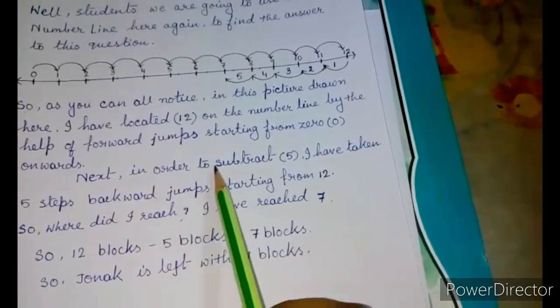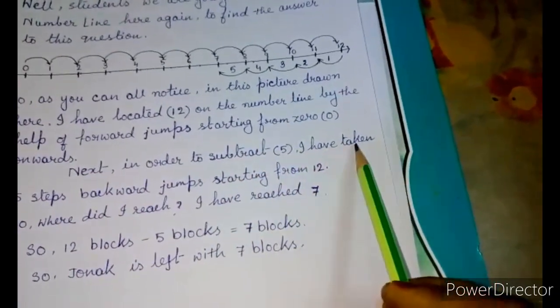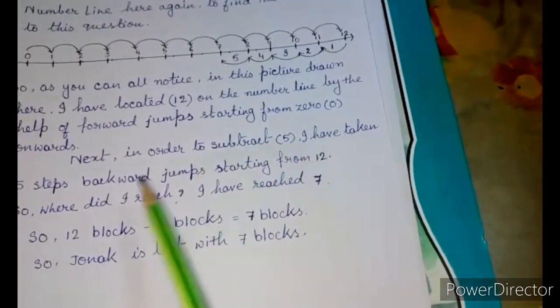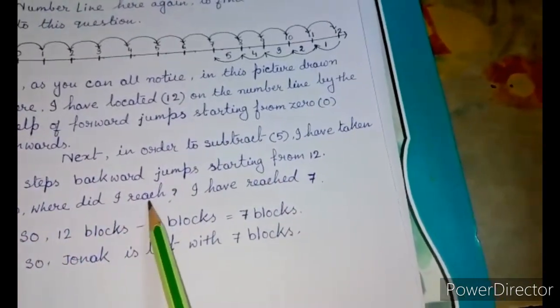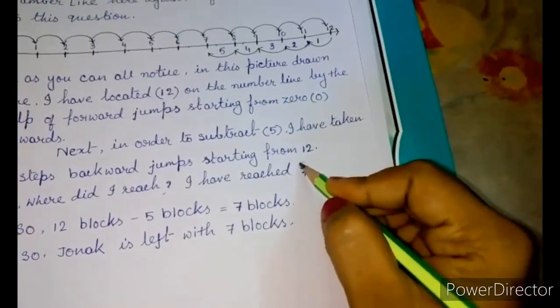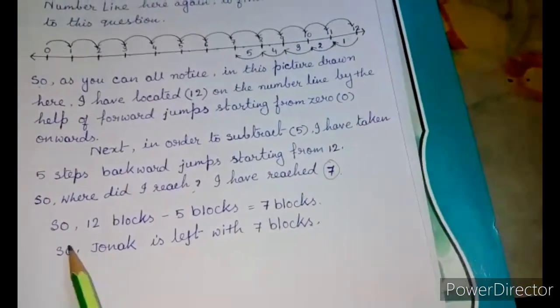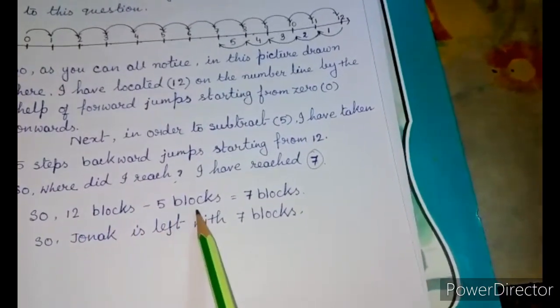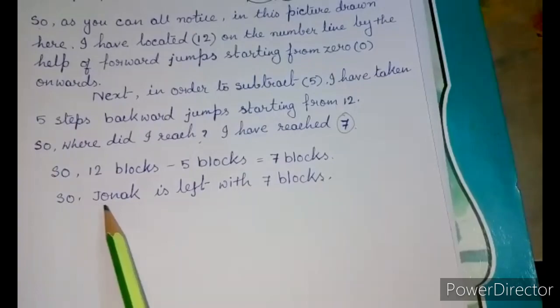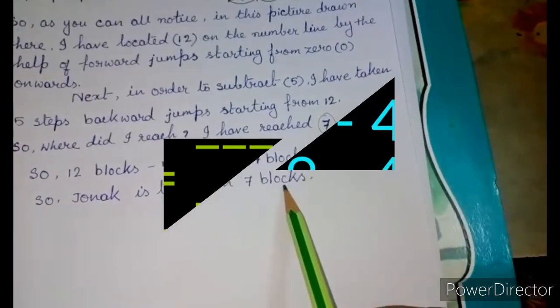Next, in order to subtract 5, I have taken 5 backward jumps starting from 12. So, where did I reach? I have reached 7. So, 12 blocks minus 5 blocks equals 7 blocks. So, Jonak is left with 7 blocks.